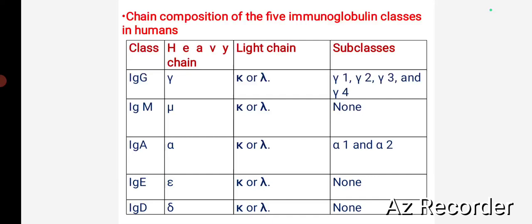Next one, IgE: the heavy chain is epsilon, light chains are kappa or lambda. Subclasses: no. Next, IgD: heavy chains are delta, light chains are kappa or lambda. IgD also does not have any subclasses.